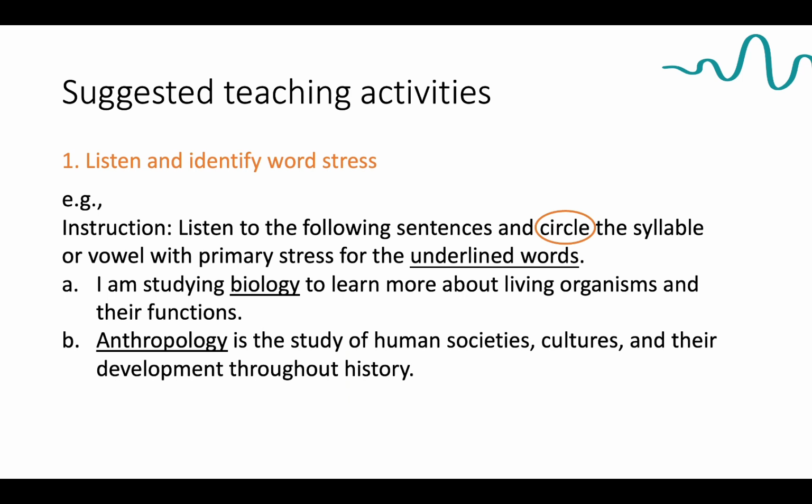Besides the decision flowchart, we have several types of suggested teaching activities for you to flexibly embed into your classroom. Here are just some examples of the activities. For more details and ready-made materials, please refer to the handbook that will be released later. The first activity is listening and identifying word stress. Students may be instructed to listen to the given sentences and circle the syllable or vowel with primary stress. This may enhance their sensitivity to word stress perceptually.